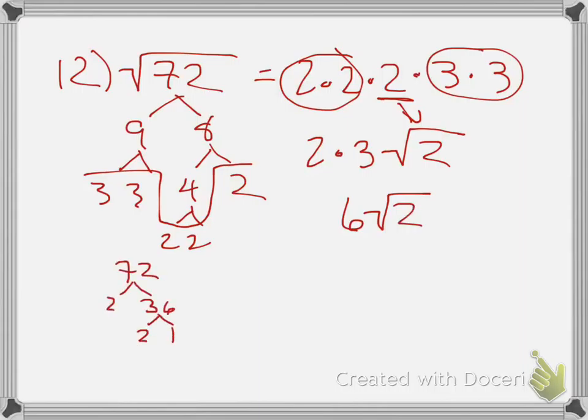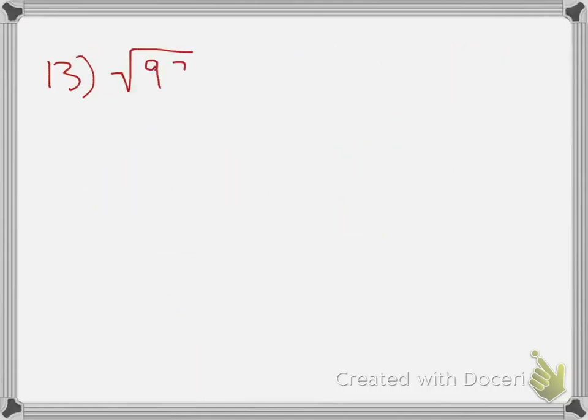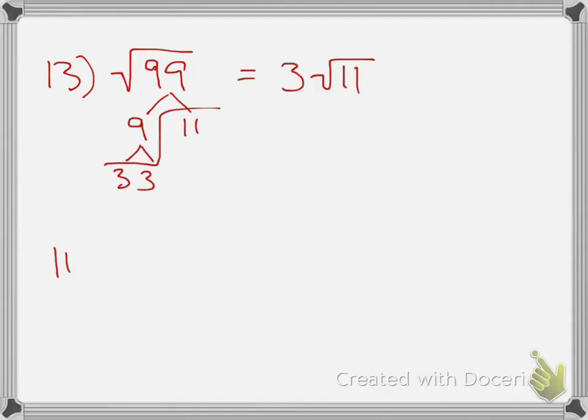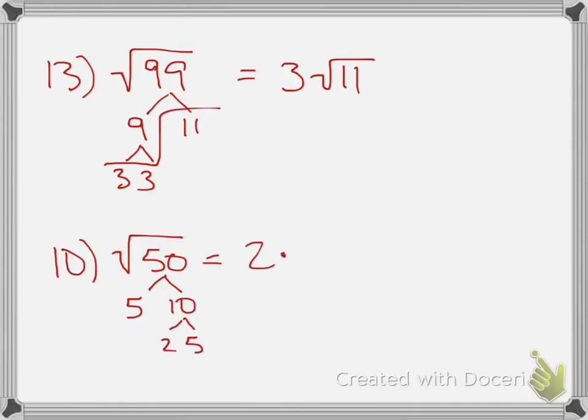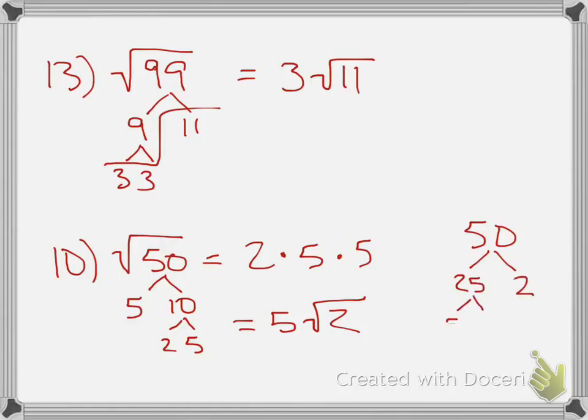Here's another way. You could have done the 72, gotten 2 and 36, 2 and 18, 2 and 9, and then 3 and 3. Notice that no matter which way you do it, it should break down to the same numbers. Alright, square root of 99 is 9 and 11. That's 9 and 9, which would be 3 and 3, a pair of 3s, you got 3 square root of 11. 50 is 5 and 10, 2 and 5, got a pair of 5s, 5 square root of 2. You could have done also 25 and 2, and you get 5 square root of 2. So you can see here how these things work.